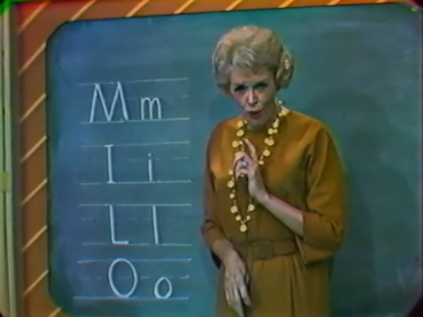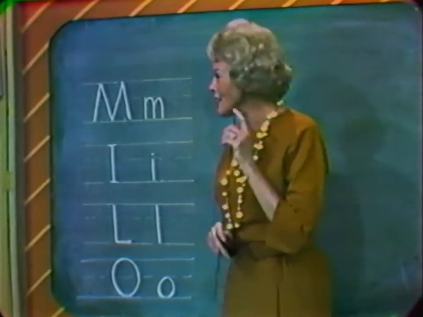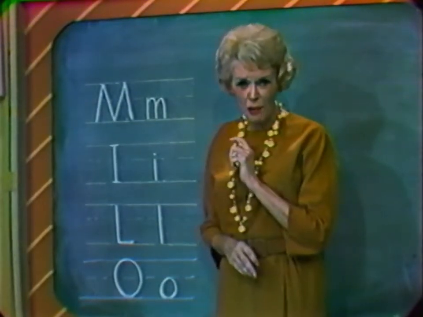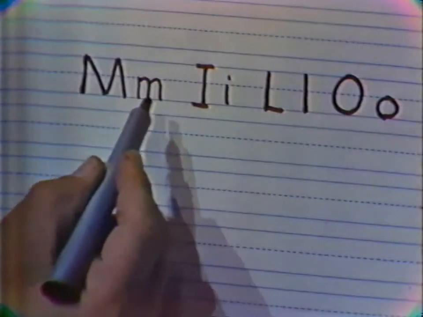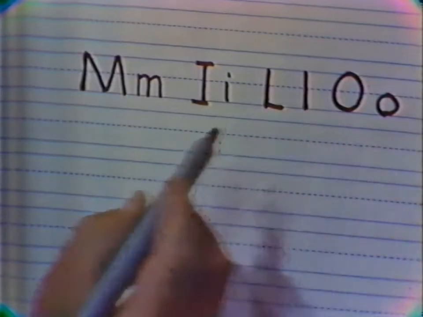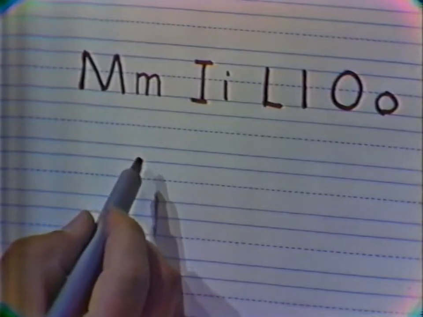Today we learned 4 letters, capital and small letters for M, I, L, and O, and this is how we wrote them. M, I, L, and O. Yesterday we made a word, today we'll make a word.